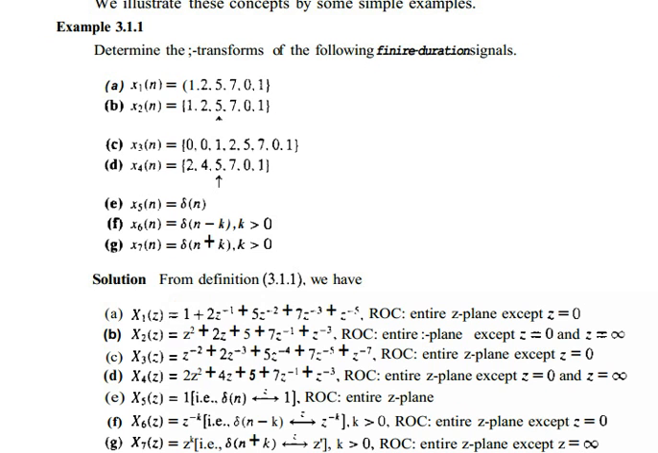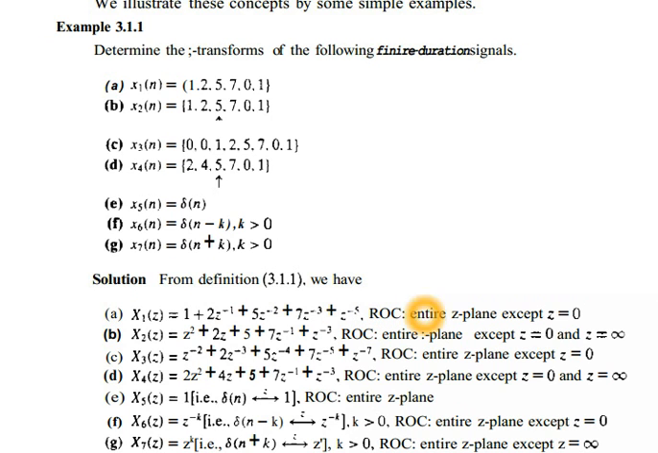Now n takes different values. When n is equal to 0, it is 1 into z raised to 0. When n is equal to 1, it becomes 2 into z raised to minus 1, plus 5 into z raised to minus 2, and so on. At last we'll get z raised to minus 5. So that's the x of z.